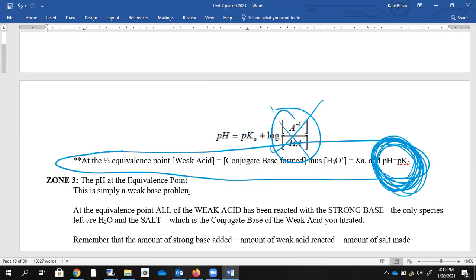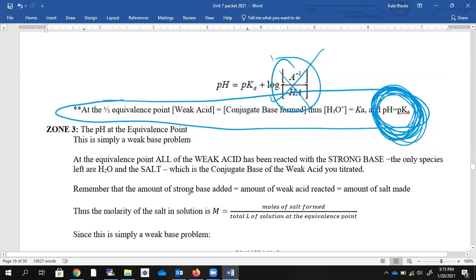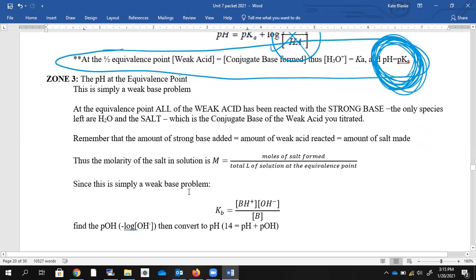That is a very common question to pop up, especially on a multiple choice question, where you might have to look at the graph, find out what the pH is at that point, and then you can determine what the Ka of that acid is from that pH by doing a little bit of anti-logging. Zone 3 is at the equivalence point. The pH at the equivalence point for a weak acid with a strong base is going to be above 7.